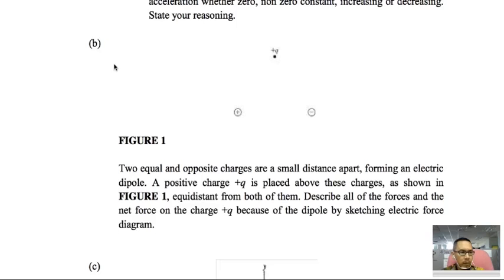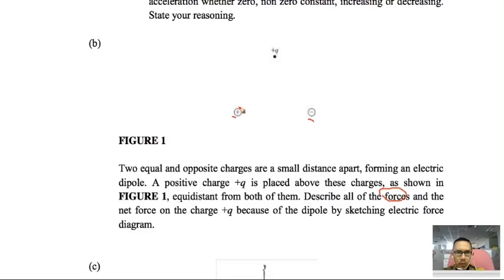And this is number B. Two equal charges, positive and negative, a small distance apart, form an electric dipole. A positive charge q, as shown in figure 1, is equidistant, that means the distance here is equal to the distance here. Describe all the forces and the net force acting on the charge q.